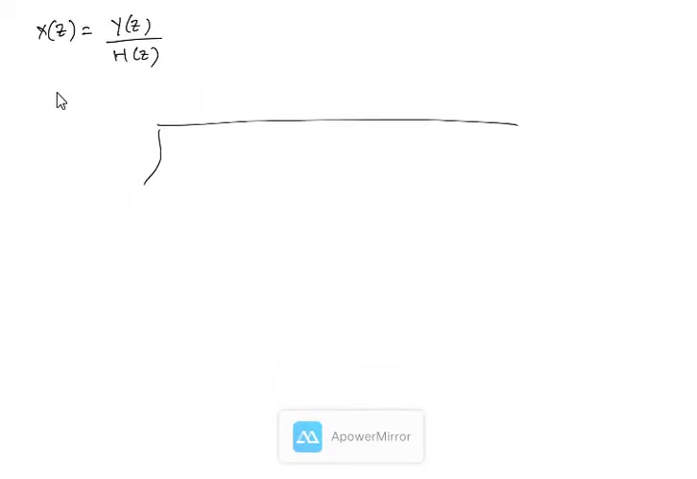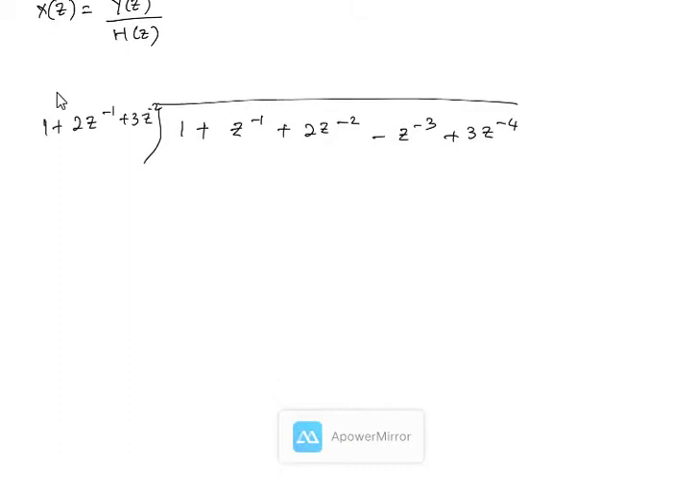Y(z) is in the inner part, we put it inside, and H(z) is outside. Now we can do the long division. We need the 1 here, so we can put 1. So we have 1 plus 2z^(-1) plus 3z^(-2).